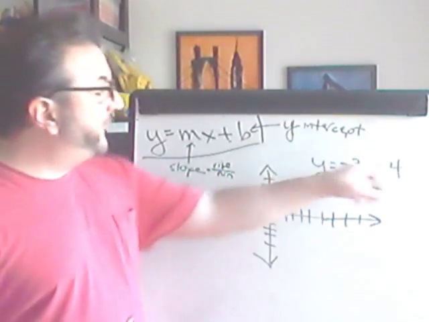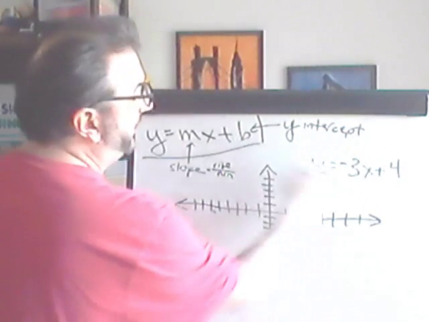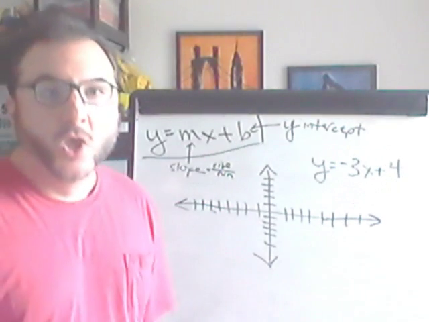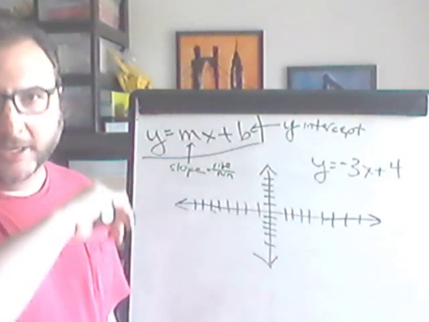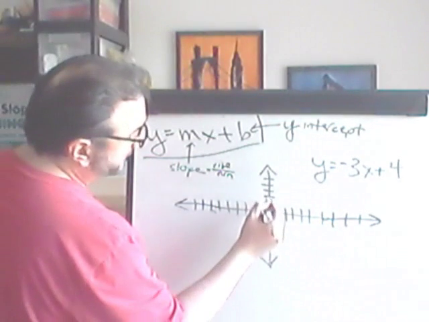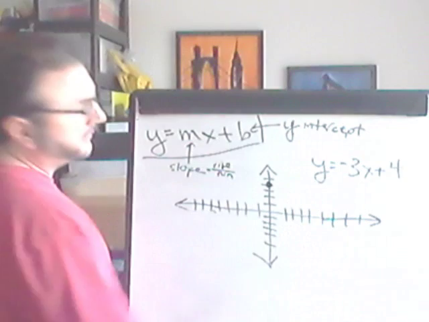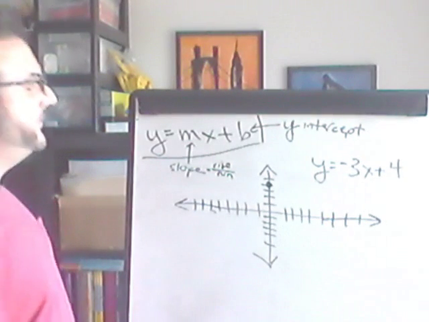Okay? Remember, I focus first on the y-intercept, which is the b, which in this case is a positive 4, which means I look for the positive 4 on the y line, the y-axis. 1, 2, 3, 4, there it is right there. That's where it's going to cut across.